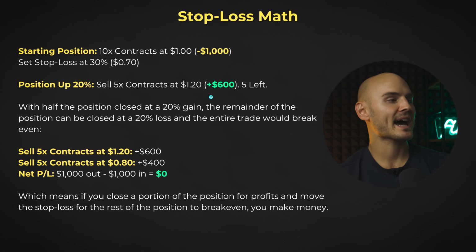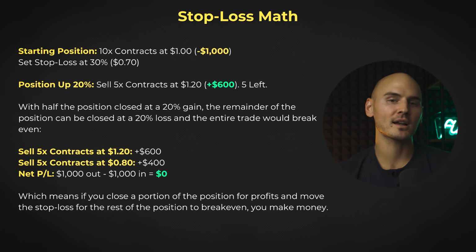But since we closed half the position for a 20% gain, the remainder of the position could be closed for a 20% loss, and the entire trade would break even. So this makes it so the trade can actually run against us further and we can still make money or break even on the trade.